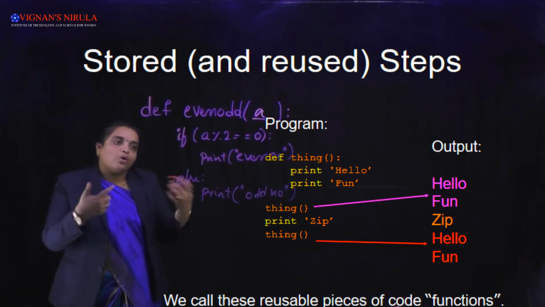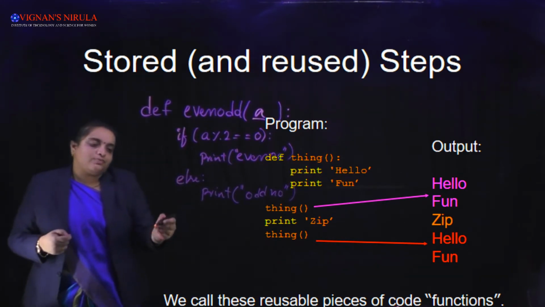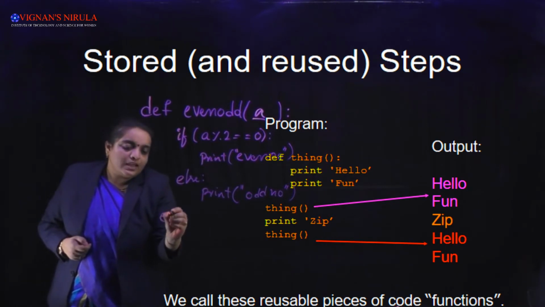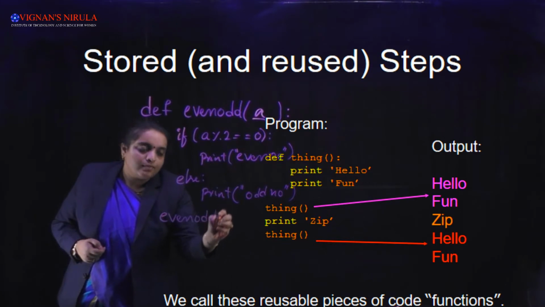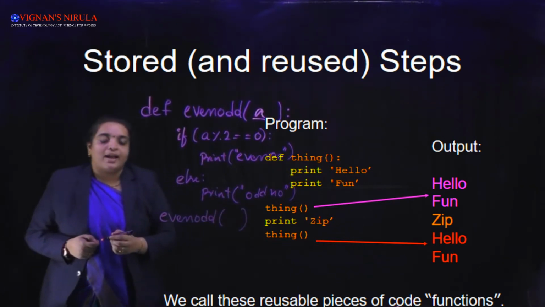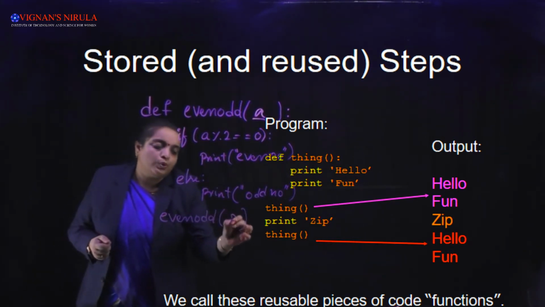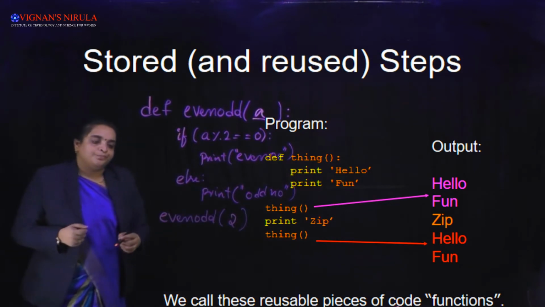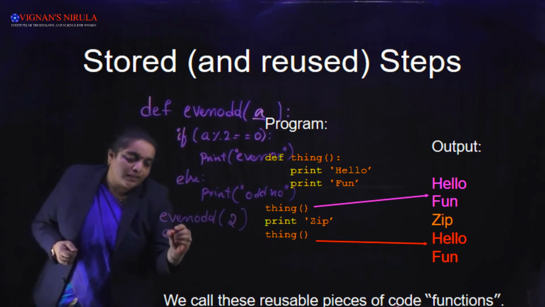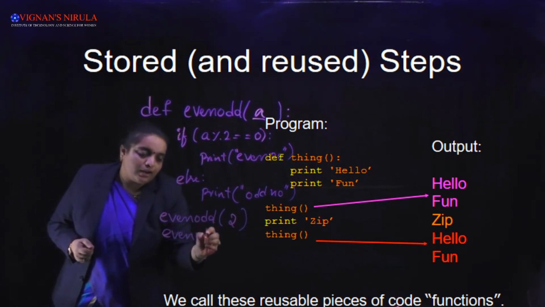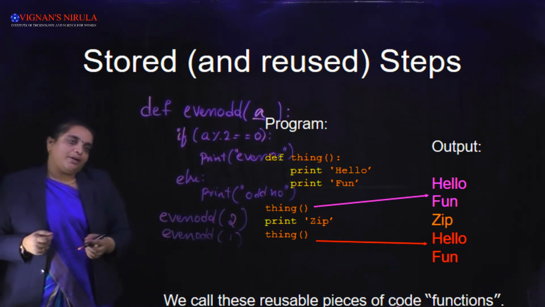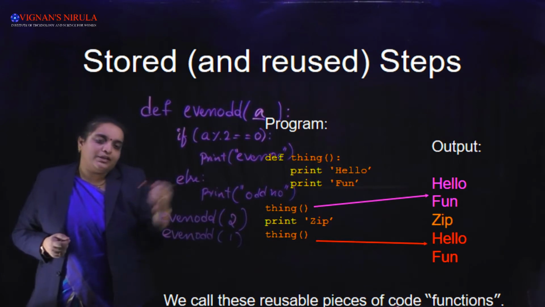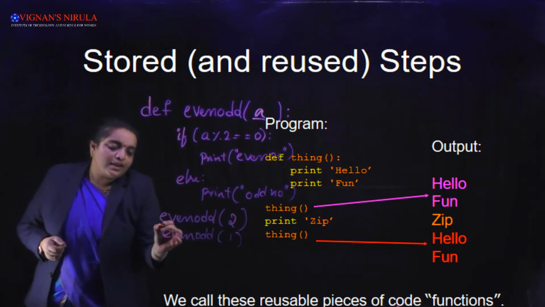Okay, how to call this function? We have to call this function by using the function name, even odd, with the value supplied as input. I have given 2. Then again I will call the even odd function with the input value 1. We define the function here, and then the program will execute from here.